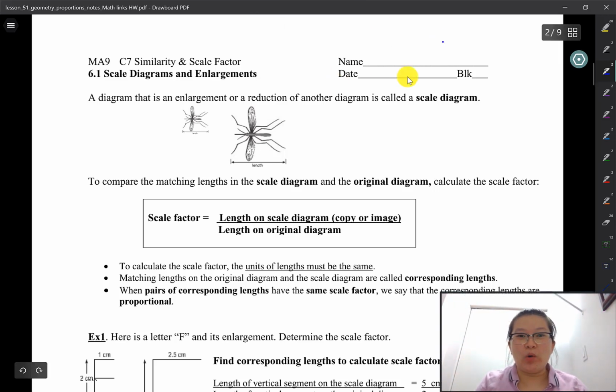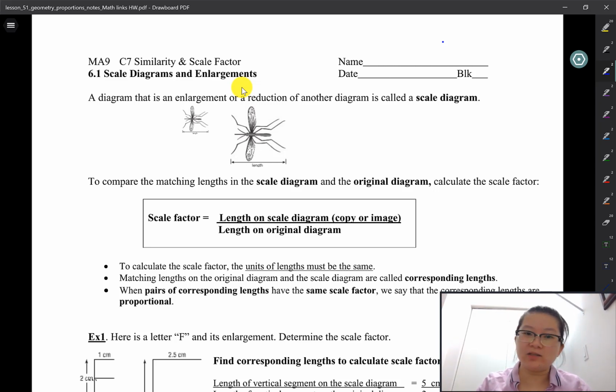In this video, we are starting a new unit called Similarity and Scale Factor. In other words, geometric proportions. So, lots of visualizations, very applicable because you see this all the time. You see scale factors, you see things that scale up, scale down.